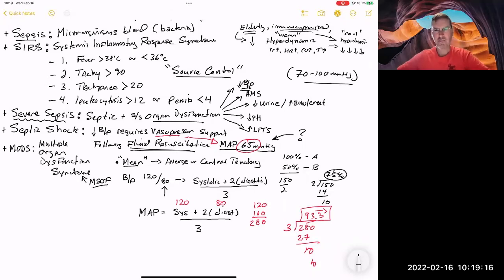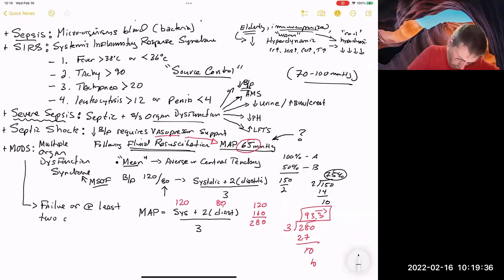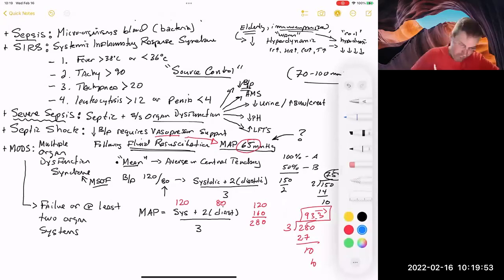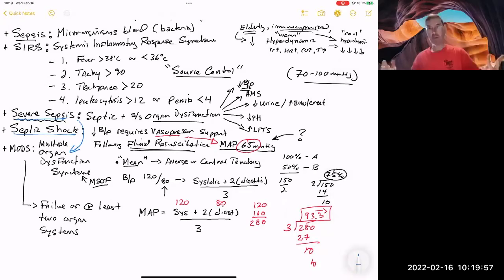It actually came about in, I believe, the mid 1970s. It's a relatively contemporary term. And so essentially what multiple organ dysfunction syndrome is, it is a patient that has a failure of at least two organ systems. So MODS is highly related to severe sepsis and septic shock. In fact, it is very common for people in severe sepsis and or septic shock to also be in multiple organ dysfunction syndrome, right? Because severe sepsis is somebody who's septic with signs and symptoms of organ dysfunction. And if they have signs and symptoms of multiple organ dysfunction, then they are essentially in multiple organ dysfunction syndrome.